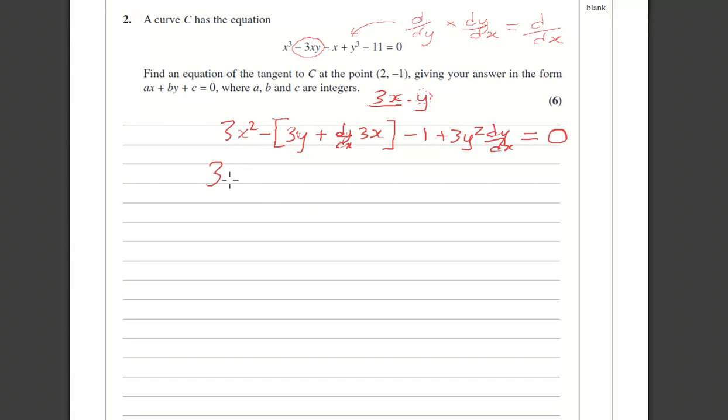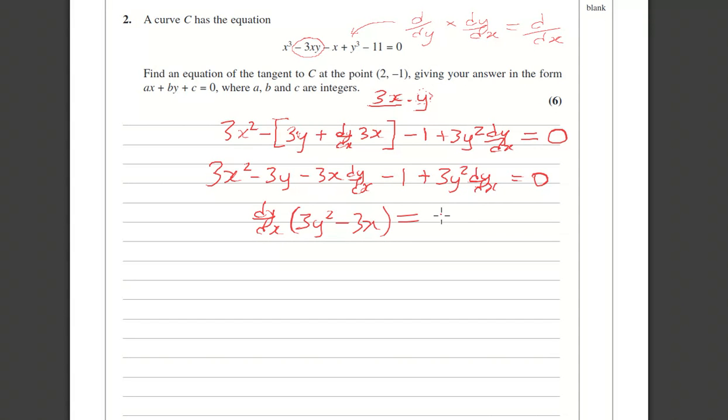After that, it's just a case of tidying up. So 3x squared minus 3y minus 3x dy by dx. I'll just put that round that way because we tend to write it like that. Minus 1 plus 3y squared dy by dx equals 0. And then what you need to do is collect the dy by dx terms together. So I'm going to factorize out the dy by dx and call that 3y squared minus 3x. But dump the other terms on the other side. So 1 plus 3y minus 3x squared.